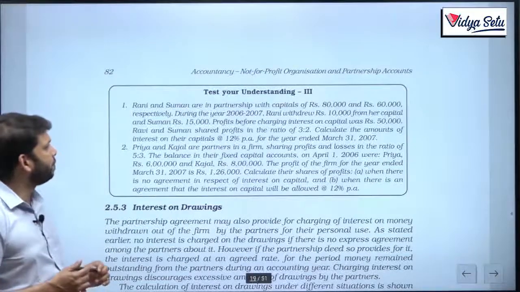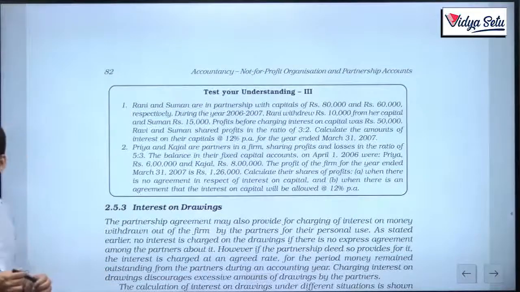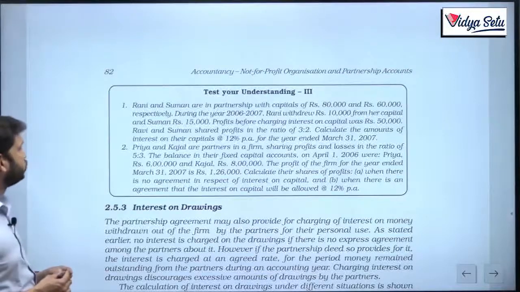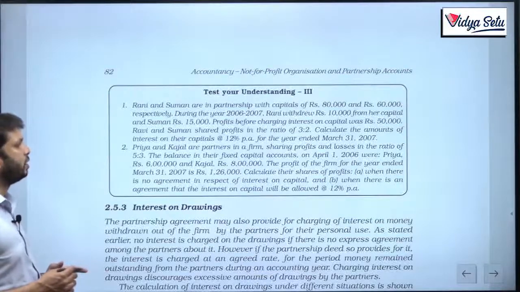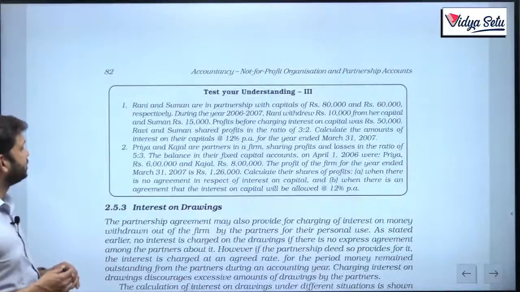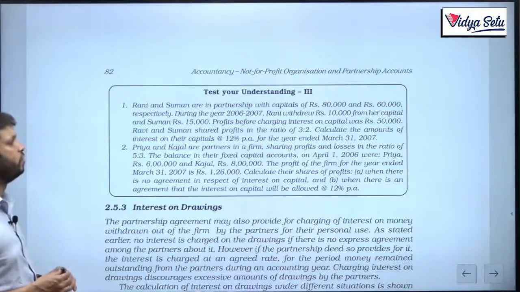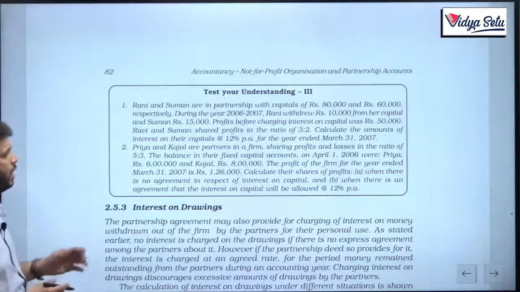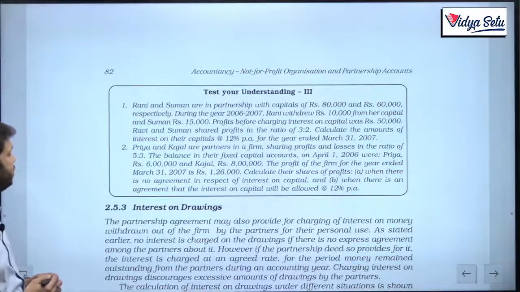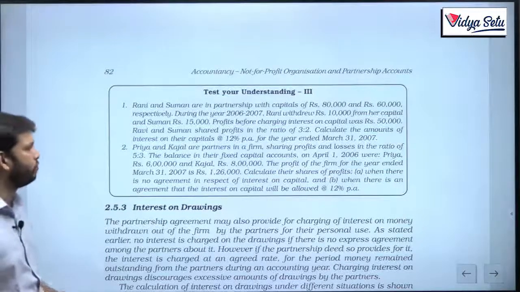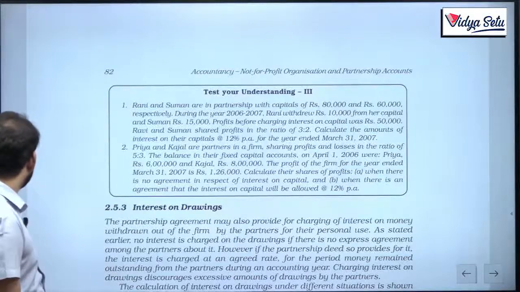Priya and Kajal are partners in a firm sharing profits and losses in the ratio of 5:3. The balance in their fixed capital were Priya 6 lakh, Kajal 8 lakh. The profit of the firm for the year ended March 31st was 1,26,000. Calculate their share of profits when there is no agreement in respect of interest on capital and when there is an agreement in respect of interest on capital at 12% per annum. Yes, this we can solve easily.